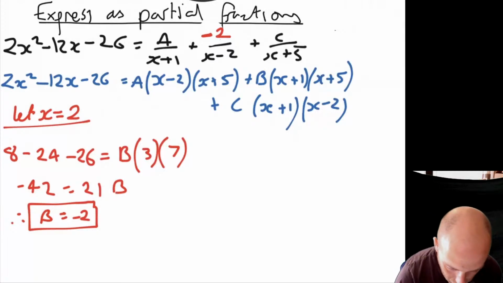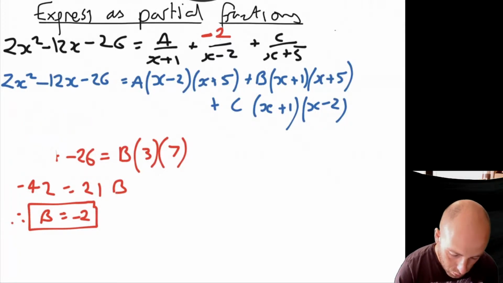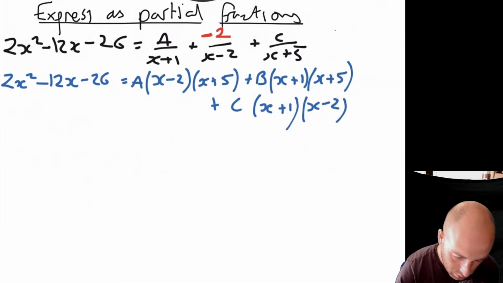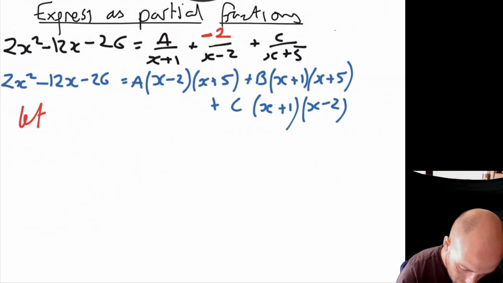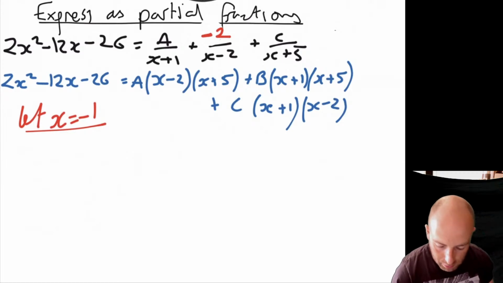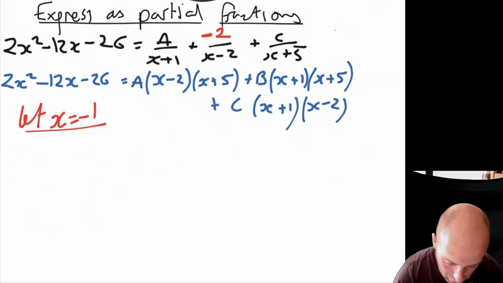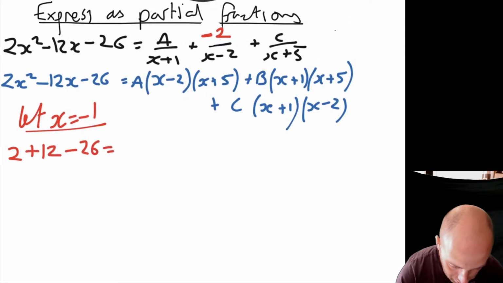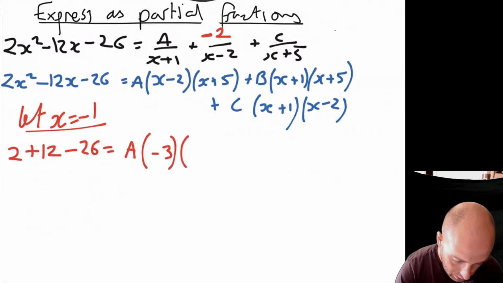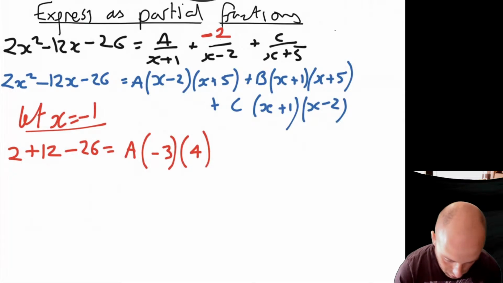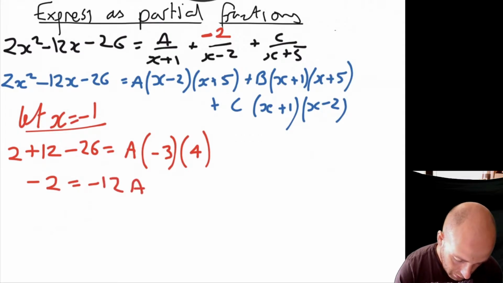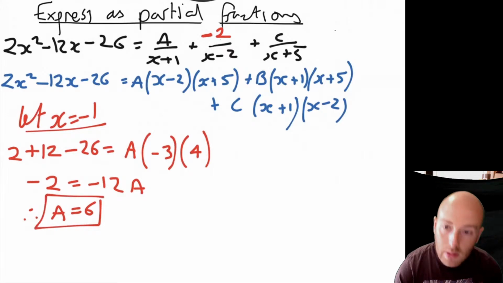Right, let's do the next one. So now we're going to substitute minus 1 for x. So we get 2 lots of minus 1 squared is 1, so 2 plus 12 minus 26 equals, B and C disappear, so we get A times minus 3 times 4. So minus 12 equals minus 12A, therefore A equals 1.